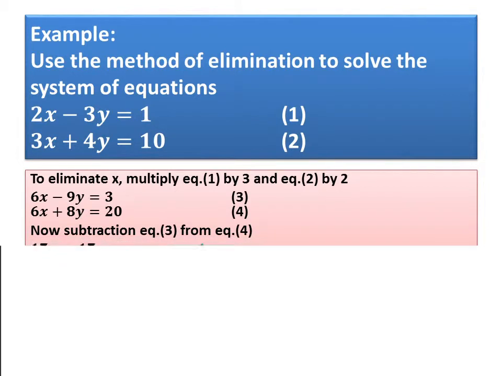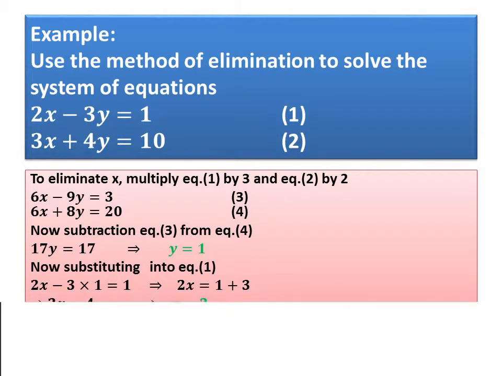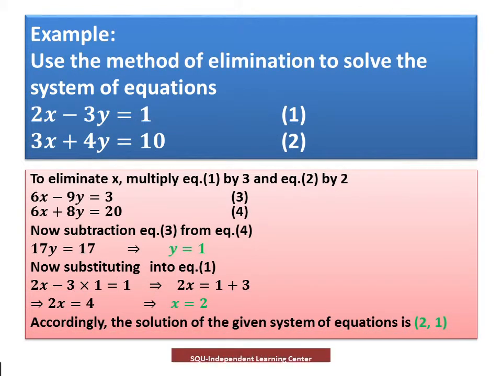Now we subtract 3 from 4, and we arrive at 17y equals 17, meaning that y is equal to 1. Now substituting this value for y into equation 1, we get the value of x, which we eliminated earlier. Accordingly, the solution of the given system of equations is 2 and 1.